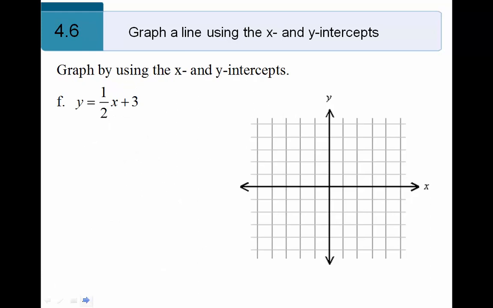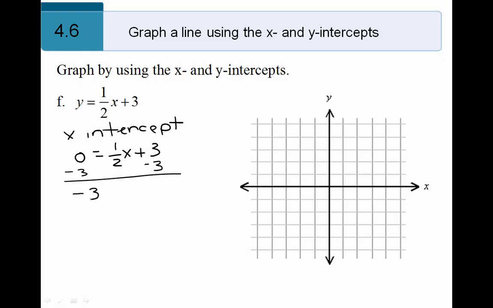Now notice here we have a fraction that we have to deal with, but we're going to keep doing the same way. And notice this is not in standard form, but the same thing. I'm going to find my x-intercept. So I'm going to plug 0 in for y. So that means I'm going to have 0 equals 1/2 x plus 3. So I need to solve for x. To do that, I am going to subtract 3 from both sides. So I have negative 3 equals 1/2 x.